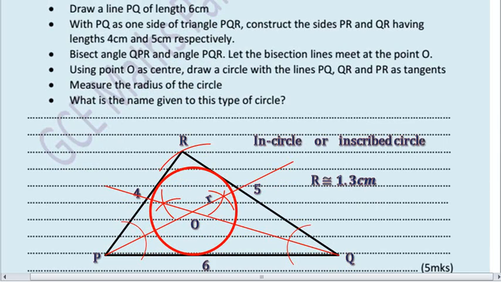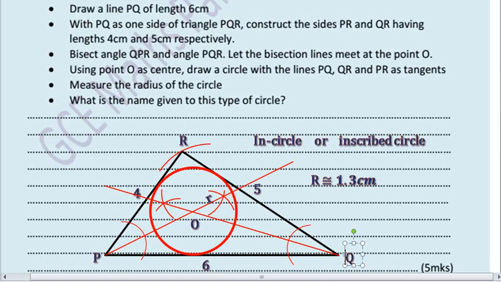With PQ as one side of the triangle PQR, construct the sides PR and QR having 4 centimeters and 5 centimeters. Here I have to use my compass, open it out to 5 centimeters, place that point Q, then open out to 5 centimeters and make this arc which passes at R here. Then I equally place it now at P.